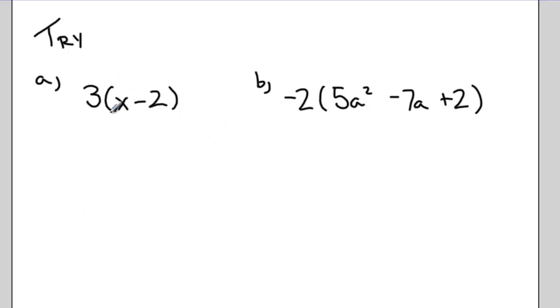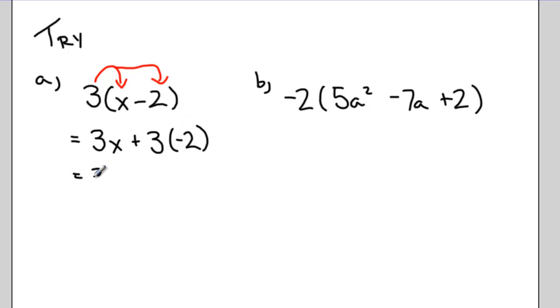Let's try a few more examples. Question A, 3 multiplied by (x minus 2). So again, we expand or distribute, which means we have 3 multiplied by the variable x plus 3 multiplied by negative 2, and that just simplifies to 3x, take away 6.